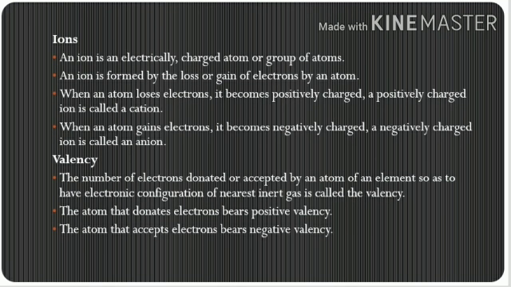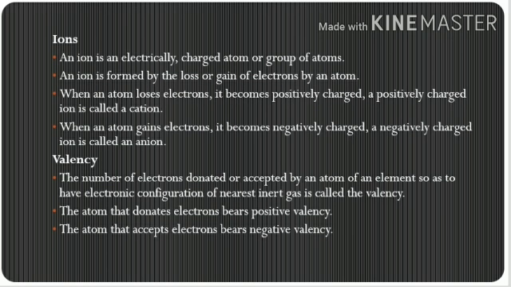Ions. An ion is an electrically charged atom or group of atoms. An ion is formed by the loss or gain of electrons by an atom. When an atom loses electrons, it becomes positively charged. A positively charged ion is called a cation. When an atom gains electrons, it becomes negatively charged. A negatively charged ion is called an anion. The charge on an ion is indicated by superscript following the symbol.